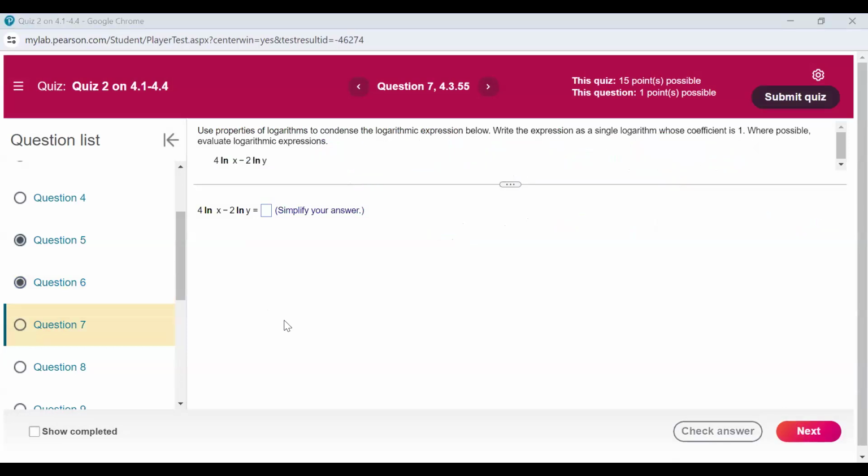Okay, for this one, we're going to condense the log expression, expressing it as a single logarithm whose coefficient is 1, and where possible, evaluate the log expression. So first, we can apply the power rule and put back the power for 4 ln of x minus 2 ln of y. And so this can be written as ln of x to the 4th minus ln of y to the 2nd power. And we're going to condense by using the quotient rule. This can be written as a single ln of x to the 4th over y squared.